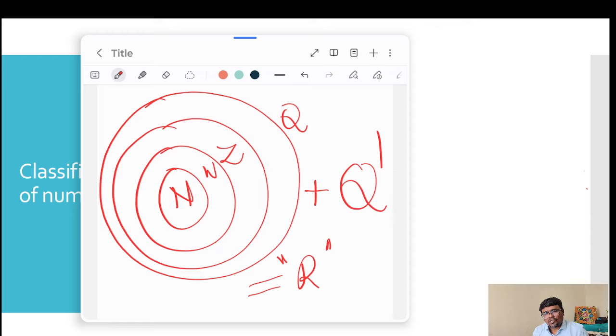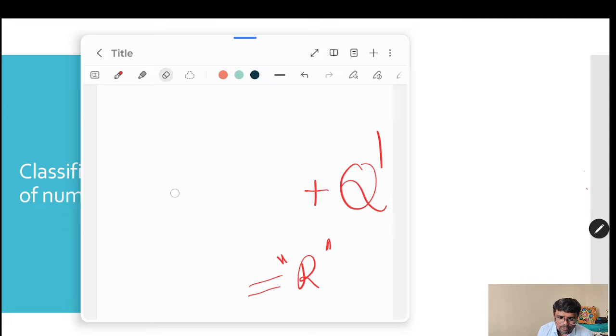Okay. And those which are not real numbers are known as imaginary numbers, but that part is not in our syllabus, related to our CSAT syllabus. So I'll confine myself to real numbers. Okay. So this is one type of classification which you have to know.